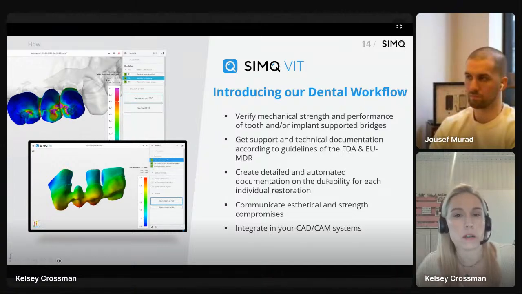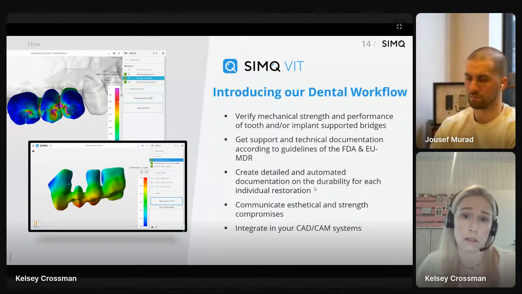And then some administrative advantages. You can create documentation very easily because those are things that are mandated with personalized implants, and it streamlines communication and integrates into already existing systems. So that's the goal there.